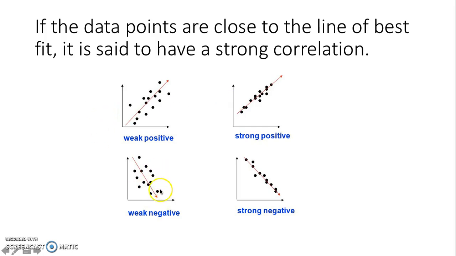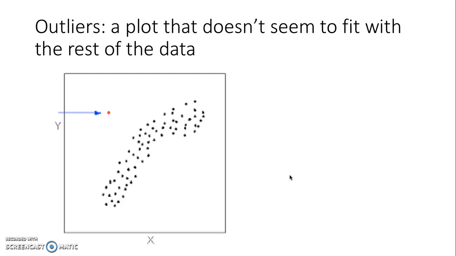And the same thing happens with the negative correlation. If they're spread far apart or not very close to the line of best fit, it would have a weak correlation. If it's super close, it would be a strong correlation. So we are going to learn as we work on this in class how we draw these lines of best fit and what they exactly mean.